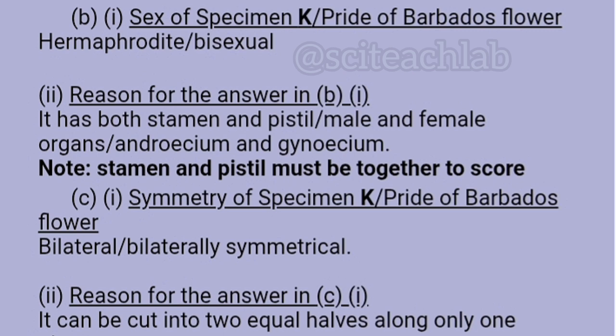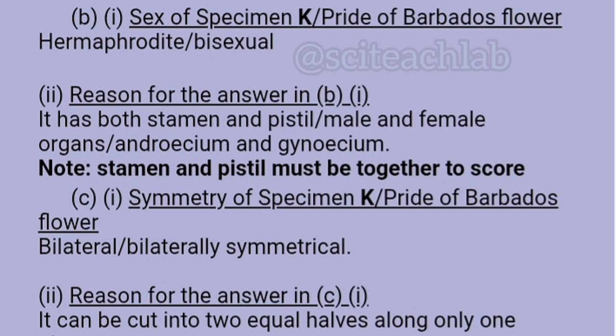All right, and the reason for that answer is that it has both the stamen and the pistil, that's the male and female organs, androecium and gynoecium. All right, take note that stamen and pistil must be together for you to score a mark if you're writing that. Okay, now how about the symmetry of the Pride of Barbados flower?